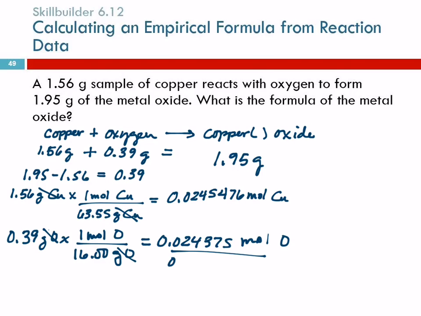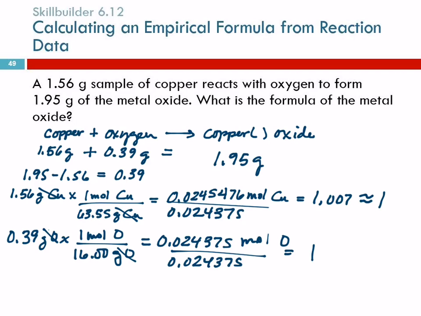This is the smallest. I'm going to divide both of them by the smallest. This one ends up being 1. Divide this one. 0.0245476 divided by 0.024375. That comes out to be 1.007. Can I round that to 1? Yeah. So my formula is CuO. 1 of each. Any questions?